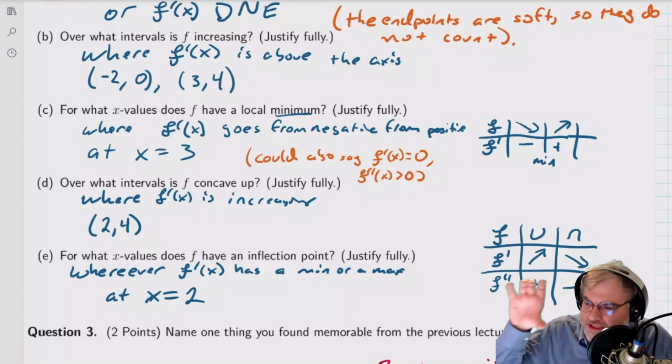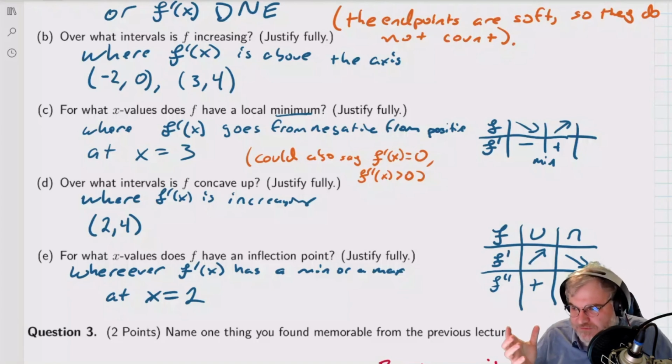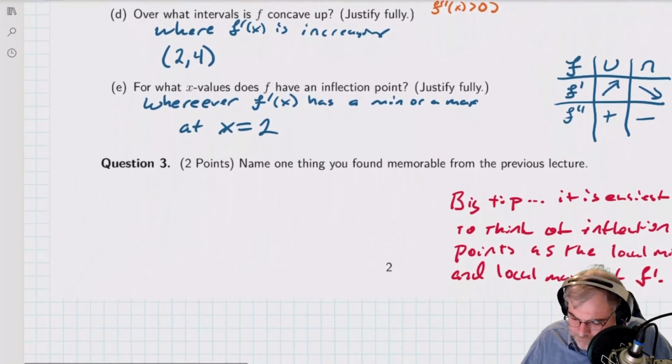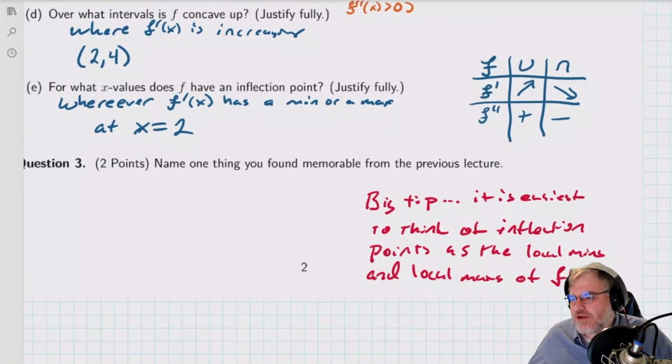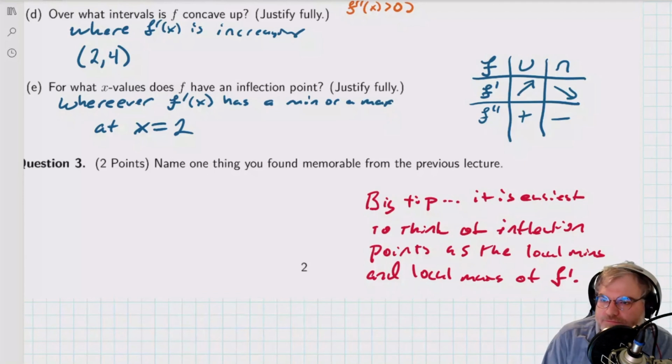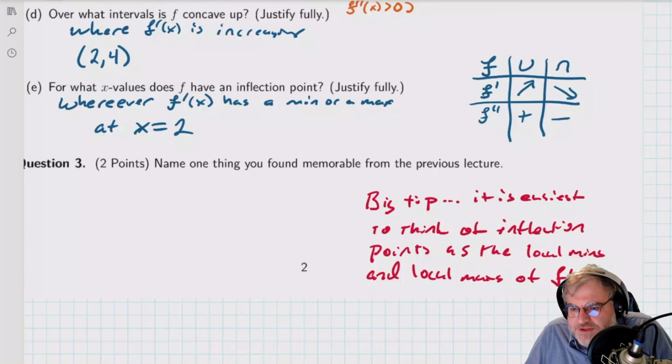Okay, so for increasing, decreasing, you look at the derivative of f. For concave up and concave down, you look at the derivative of f prime, which is, of course, f double prime. So if you just think about those things, it actually helps. Okay, it's easiest to think of them as local mins and local maxes on the first derivative. So how do we feel about E there, 1 to 5? And are there any questions?